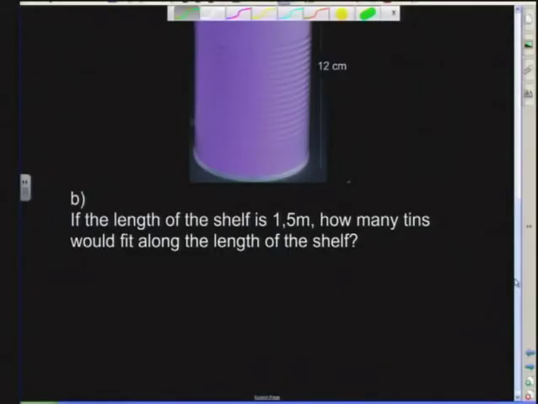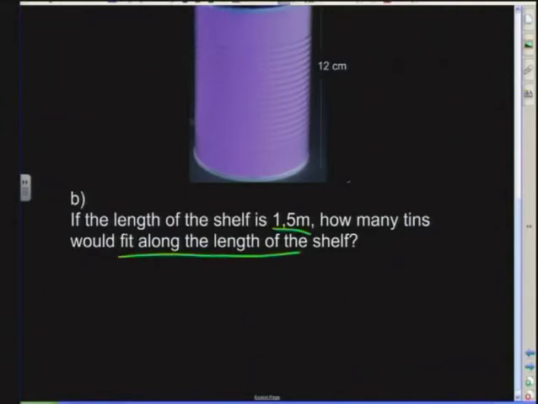So they said, if the length of the shelf is 1,5 meters, how many tins would fit along the length of the shelf? Now basically we have this shelf, and this is 1,5 meters. I like to draw pictures. I really like to draw pictures. I want to know how many tins can I fit in here? So how many circles can I fit in?